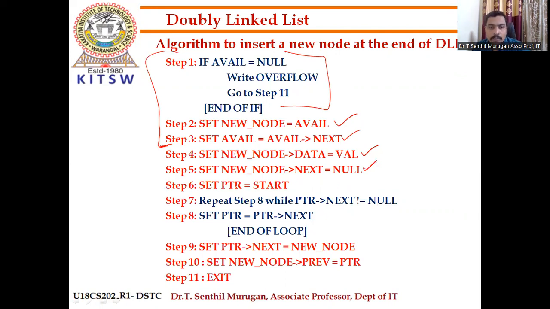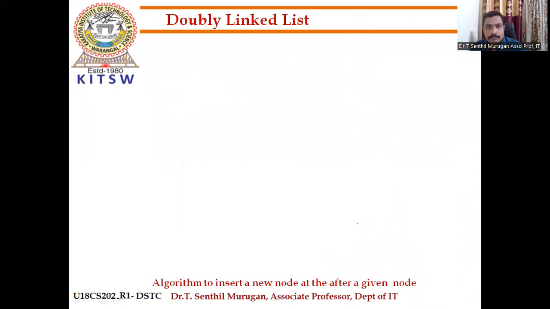Then PTR is moving; initially it will start from the start node. While PTR next is not equal to null, the PTR pointer will move to PTR next until it reaches the null pointer. So these 2 steps are a looping statement. The PTR pointer will move to the last location. Once it has moved to the last location, we know that new node of previous is PTR and PTR of next equal to new node. These 2 lines I have written in the examples. I hope you understood how we insert at the last position.